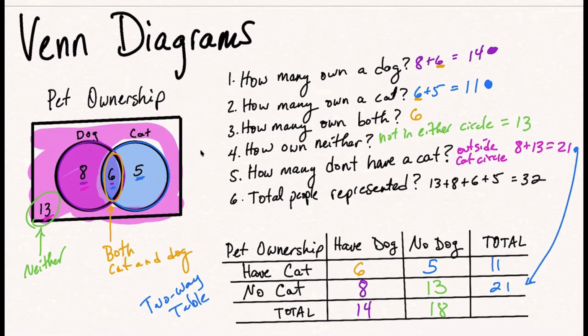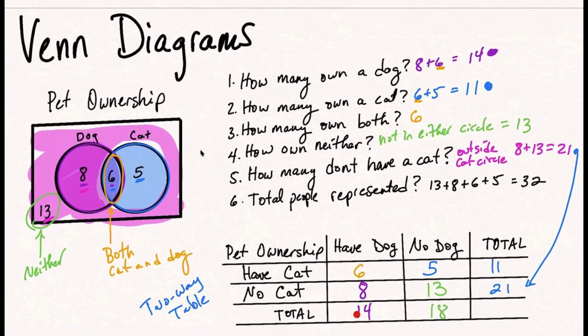Okay, so how many people are represented total? You can double check your work by adding these 2 numbers and these 2 numbers because they should get the same thing. And we see the total is 32, which is also what we found right there.